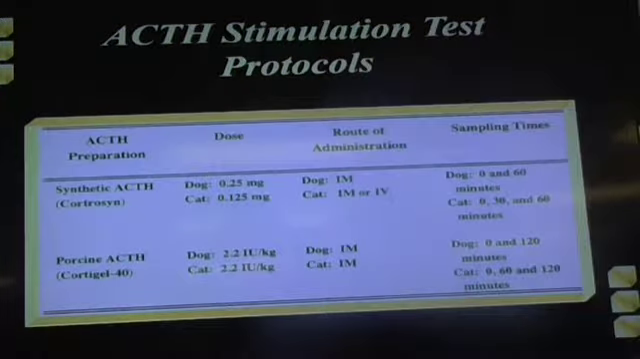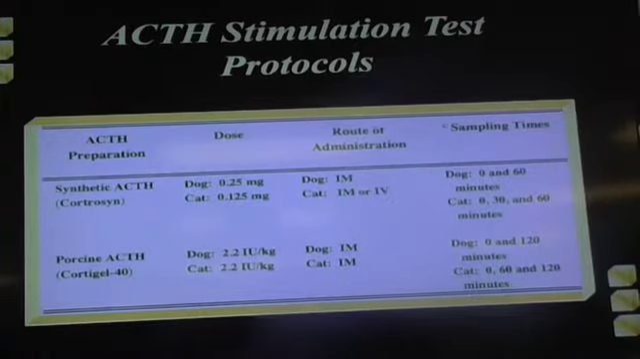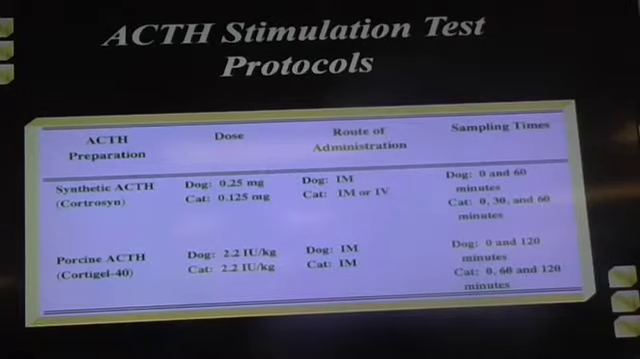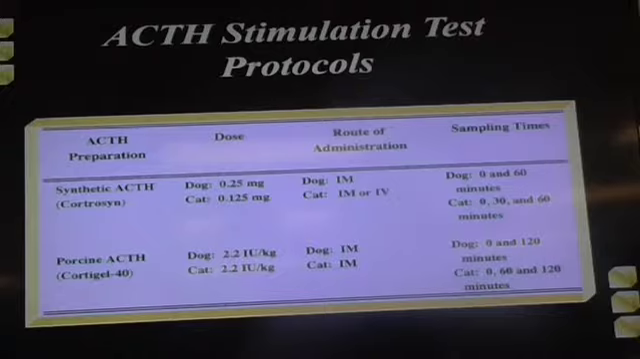But this is just showing you the test protocols. Usually now more often we can use the porcine, because porcine is actually one of the cheapest as far as these ACTH products are concerned. But we can use synthetic also. And you can see the route of administration and notice your sampling times. And in a cat, to try to get better specificity, we usually take more samples. Sometimes it works, sometimes it doesn't.